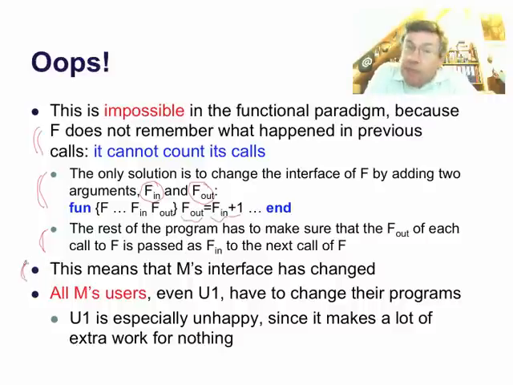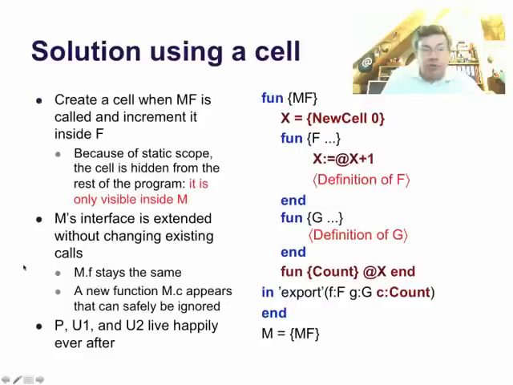But this means that m's interface has changed. And all the users of m, even poor little U1 who did not ask for any change, have to change their programs. So U2 is unhappy, but U1 is especially unhappy since it makes a lot of extra work for nothing. So what's the solution?